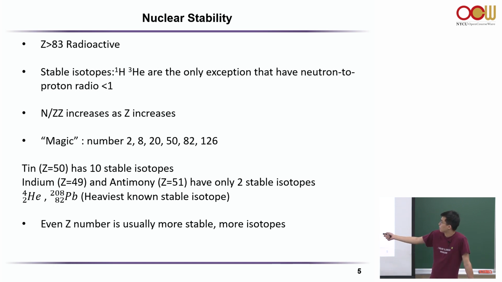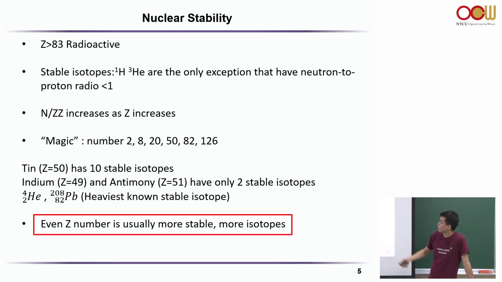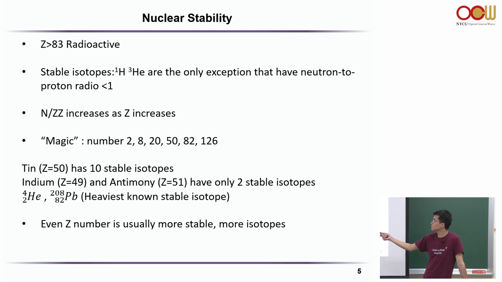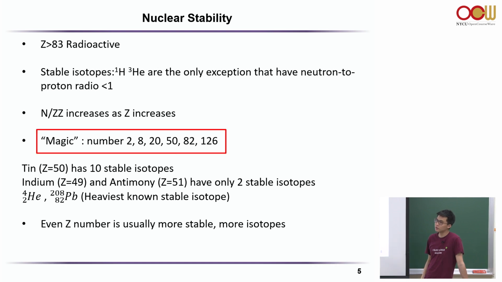For example, generally the even number will usually be more stable and have more isotopes. One simple way to understand it is you want to have a charge balance. If you have too much of one species, it will be an off-balance system. And there is also something weird, the magic number. These certain numbers of isotopes are very, very stable, just like how you get it for noble gases, it's just the way it is.